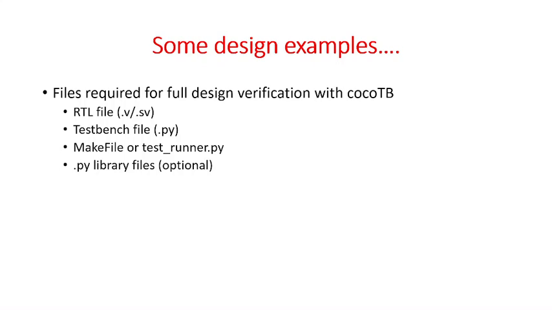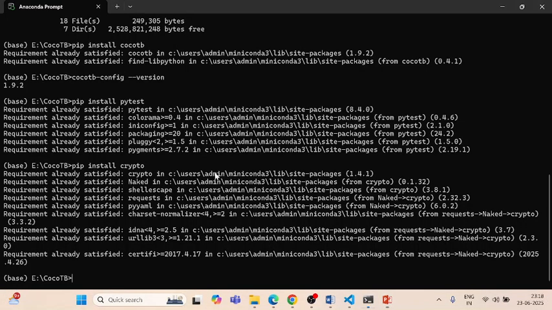A makefile has some limited parameters that can be called. Then .py library files are optional. If you want to write some libraries, we can include them in the test bench file if required. So mandatorily, you must have a DUT, a Python CocoTB test bench, and then a makefile or test runner file. These three files are mandatory for running any example.